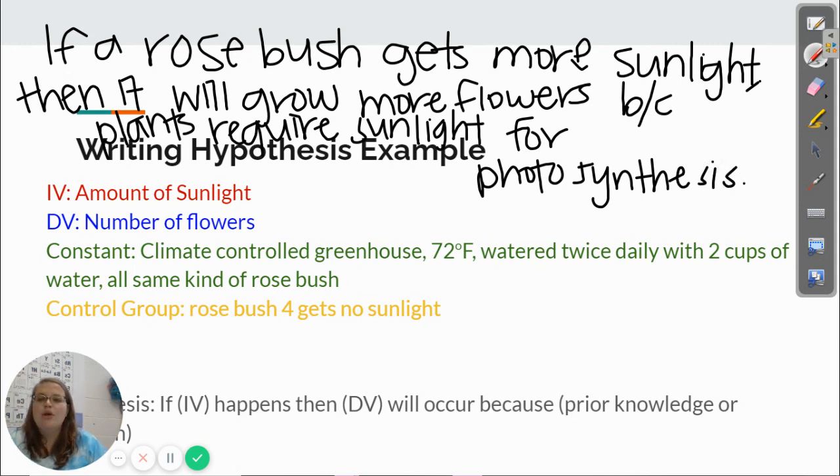So is this testable? Can I put a plant in sunlight and see how many flowers it grows? 100%. This is testable. This is something I can see happen. Is this falsifiable? Of course. If my plant in the closet in the dark grows the most flowers and doesn't receive any sun, then obviously this is not true and it's falsifiable. So that is how that works there.